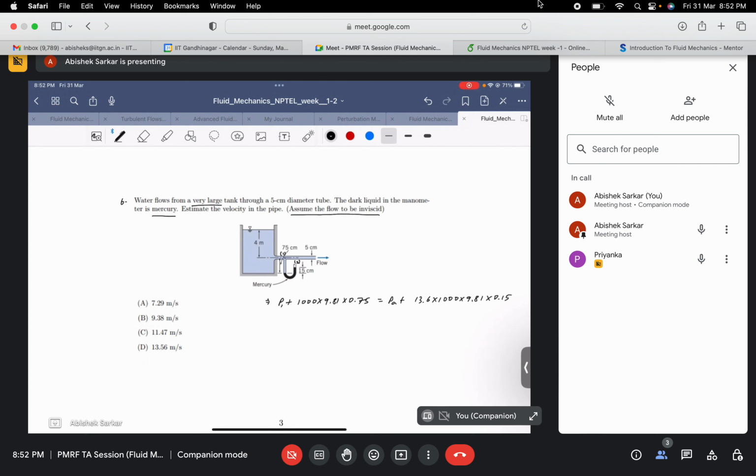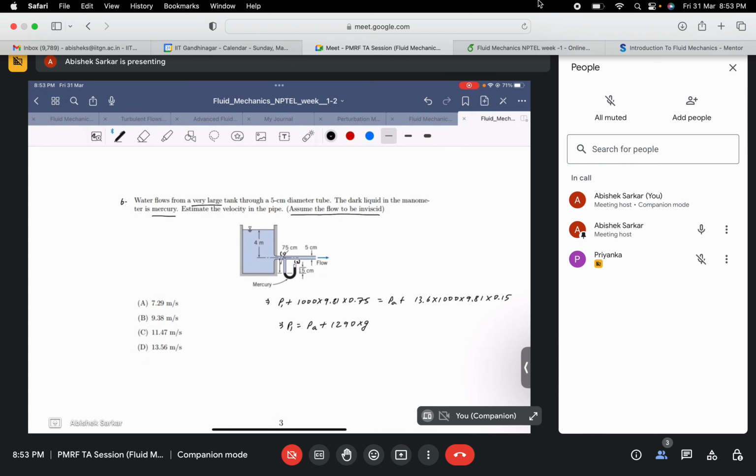Okay, so given that you know the value of PA, what do you obtain P1 as? PA plus 1000 into g into 1.29. Okay, what's the numerical value? P1 is equal to atmospheric pressure plus 1290 g. Yes, sir. Okay. Let's see what it is. Let me see. Just wait.